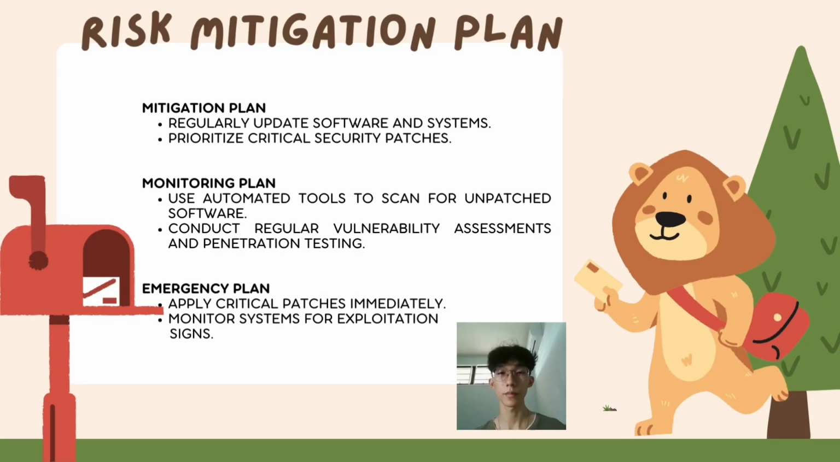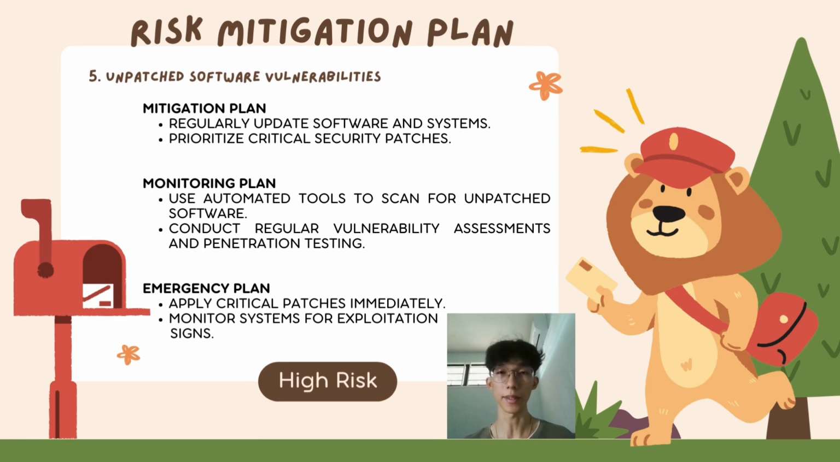Next, unpatched software vulnerabilities is the fifth high risk that we identified for the company. Unpatched software vulnerabilities present a significant risk as outdated software can be exploited by attackers or bad actors to gain unauthorized access or disrupt the daily operation of the company. To mitigate this risk, it's crucial to implement a robust patch management process that ensures software and systems are regularly updated. And prioritizing critical security patches for immediate deployment is essential to protect against potential threats.